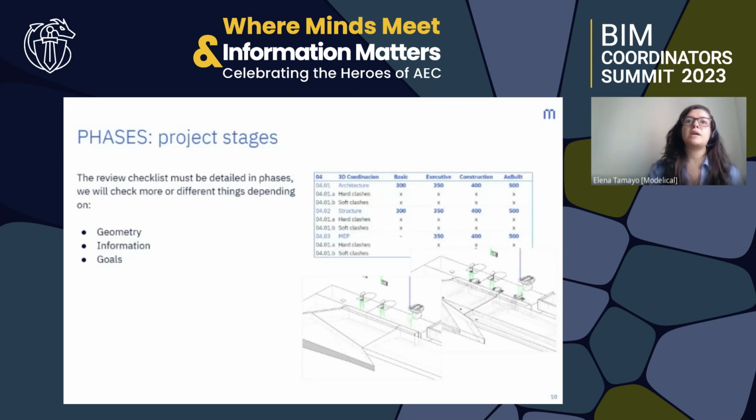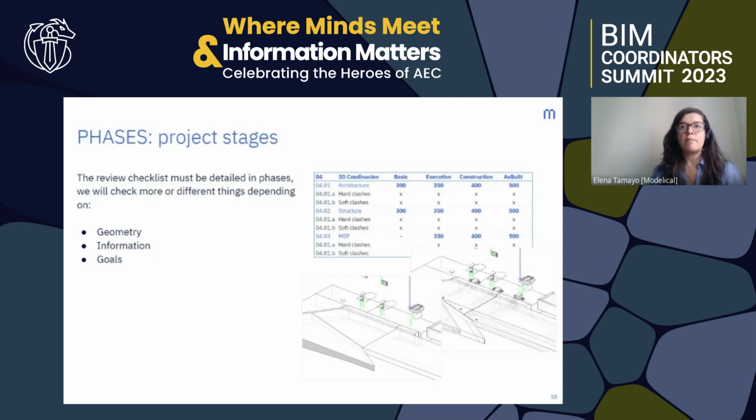So if we go back to our checklist, we will have to update the check-in to each phase depending on three things: the geometry, the information, and the goals we have. As we said, the goals will change. If we are at the end of the construction stage, the review of the urban regulation will lose importance. And also, if we are in the initial phase, we don't know yet the technical details of the window, so it is not necessary to check this information in the model. And last, the changes in the geometry.